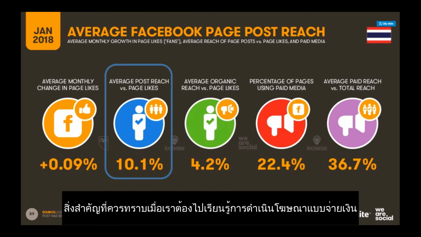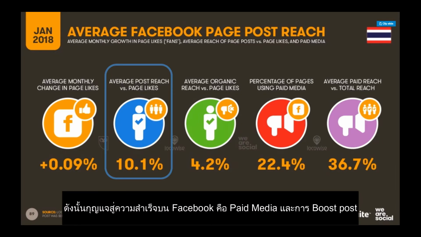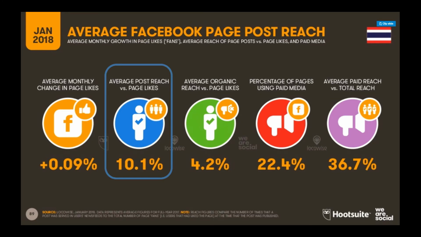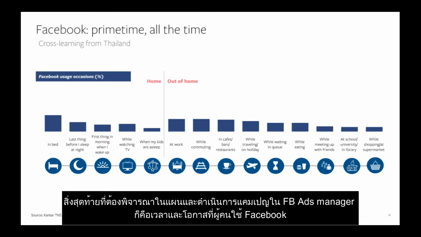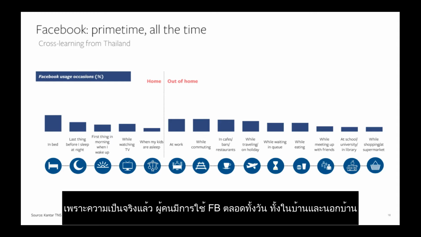A key thing to note as we go on is how to learn and how to run paid ads inside of Facebook Business Manager when you want to post something. As you can see here, Facebook will only allow you to get 10% reach of your fans. In most cases it will be less than 5. So the key to success on Facebook is paid media and boost posting, which we'll show you how to do. The last thing to consider as you plan and execute campaigns on Facebook Ads Manager is the time and occasions around which people use Facebook. It's actually used throughout the day, both in the home and outside the home.